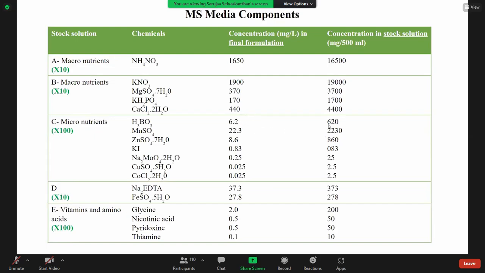All the chemicals, all the micronutrients and vitamins, we multiplied by 100 and we dissolve it in 500 milliliter water, right? This is the amount of chemical the 500 milliliter of stock solution consists of, right?